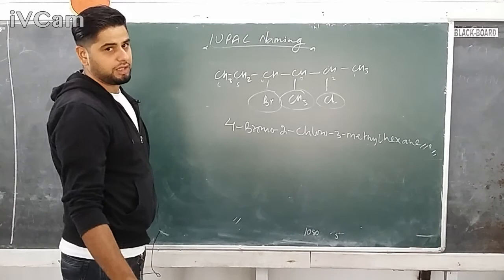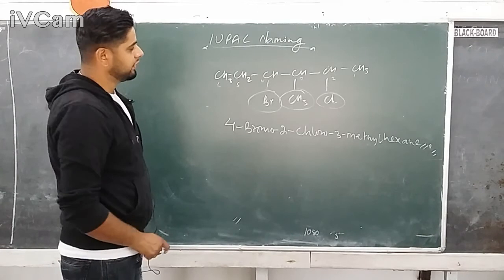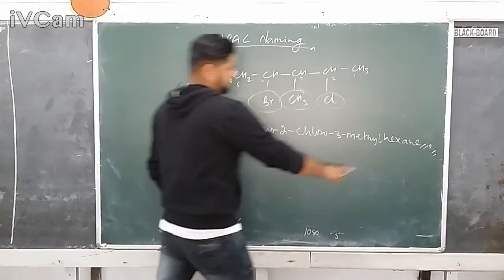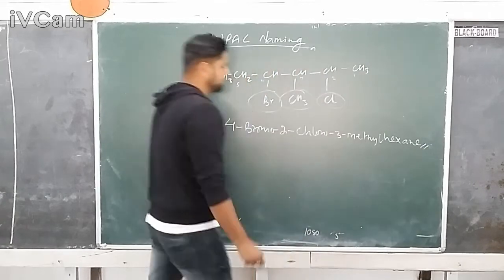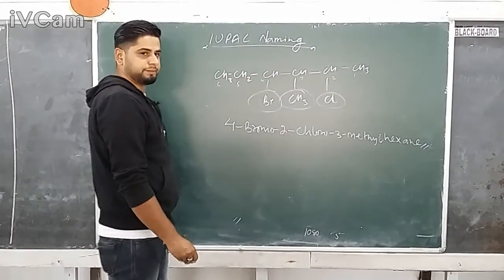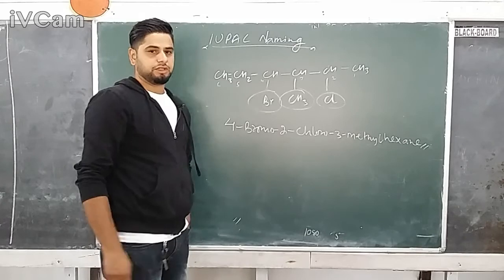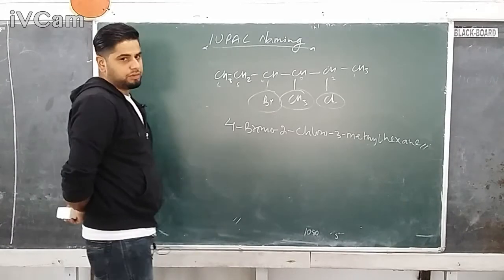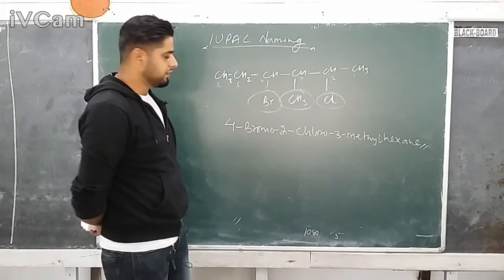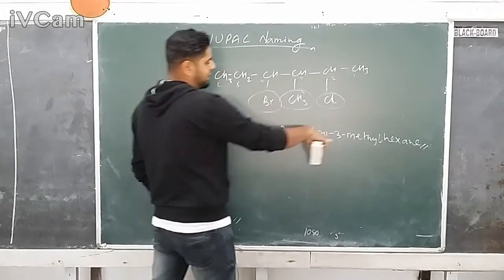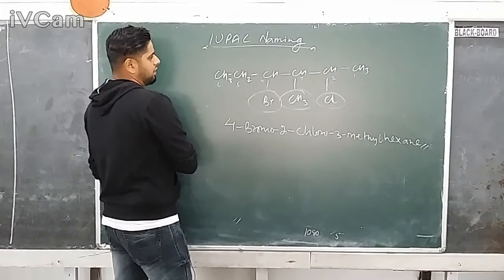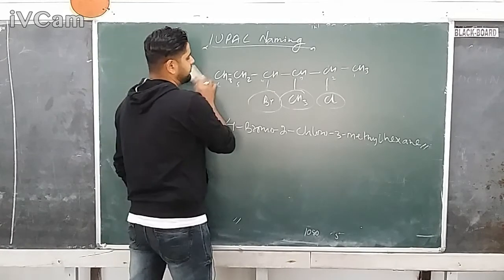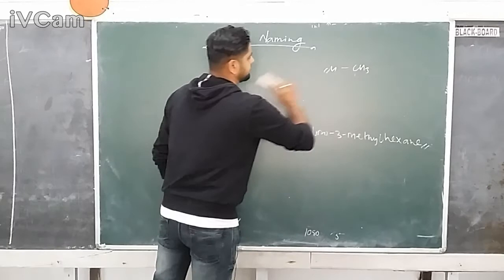Very, very easy. If you follow the process, it will be easier for you to understand. For different substituent groups, you need to arrange them according to their alphabet. So B comes first, then C, then M. Try to find other examples and do them.